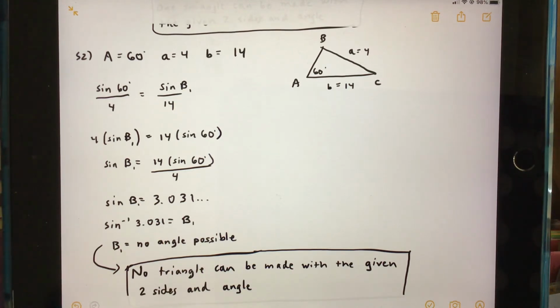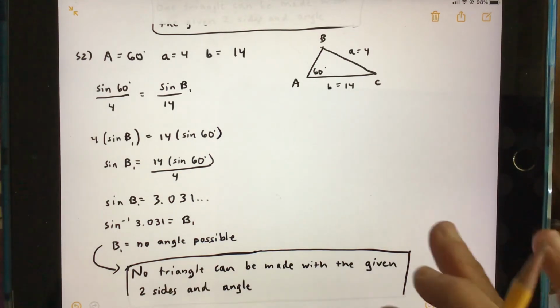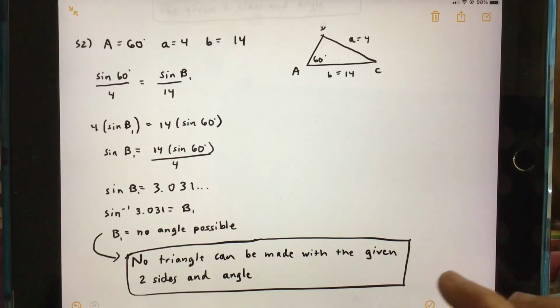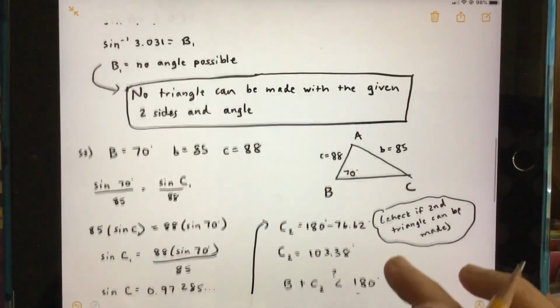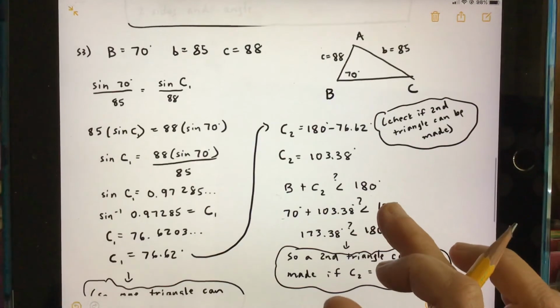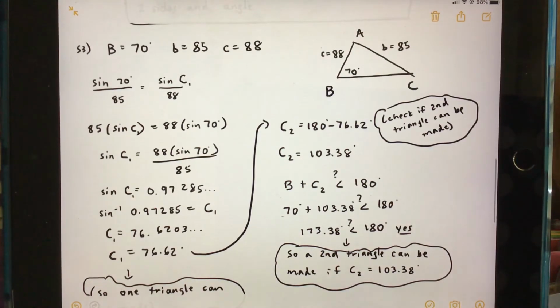And when we plug that into our calculator, there's an error message. There is no angle possible. So we can't even find an angle measurement for B. No triangle can be made with the given two sides and angle. So we're done with this problem once we've determined no triangles are possible. Sample 3 will have us practice with what it looks like when we find that there are two triangles possible.